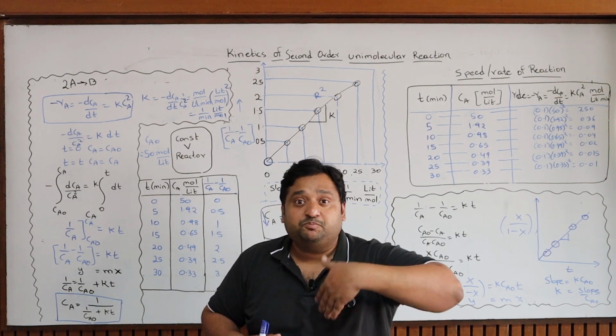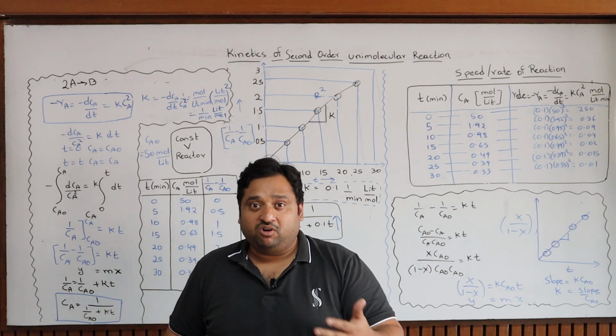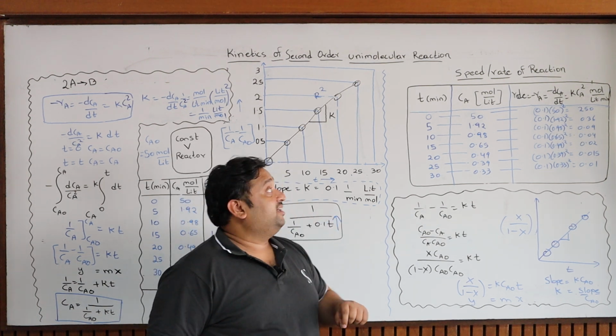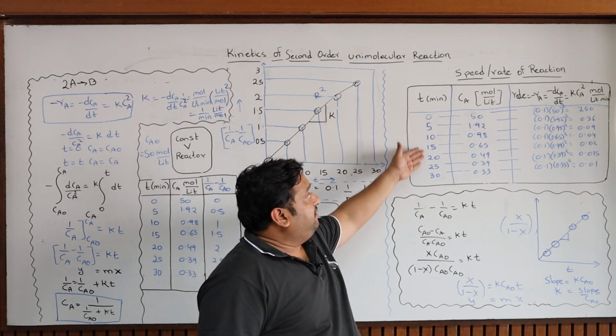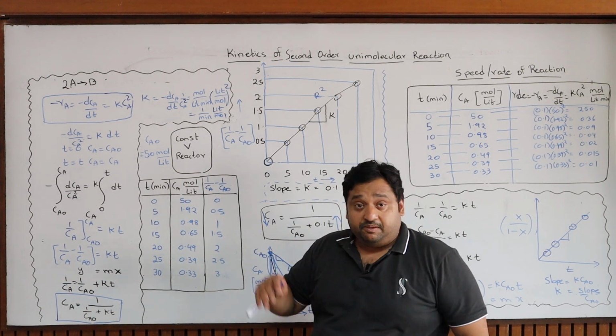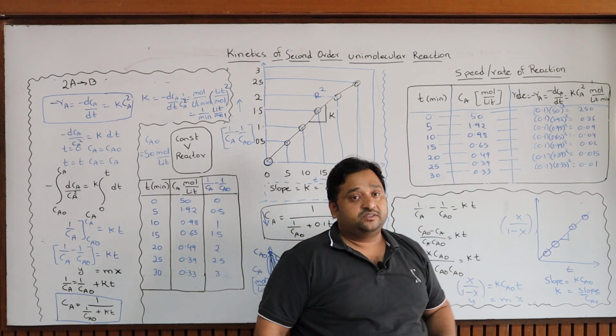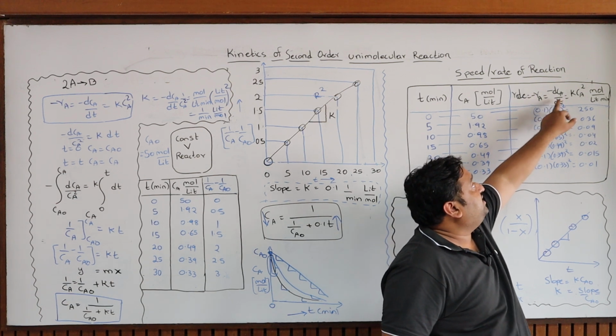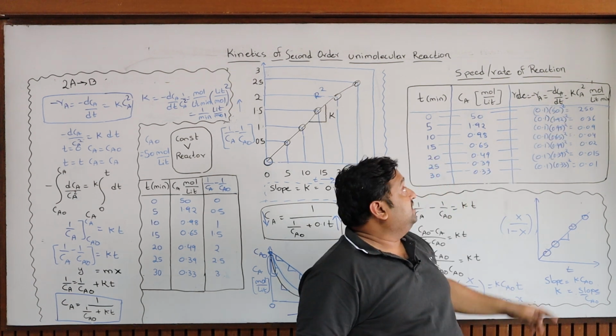Let us now calculate the speed. I am talking about the rate of reaction or speed of reaction. Let us see the speed of reaction in a second order unimolecular case. This is the time and concentration data. It is the same, and let us measure the speeds. I know the rate, minus Ra, minus dCA by dt, is equal to K into Ca square.